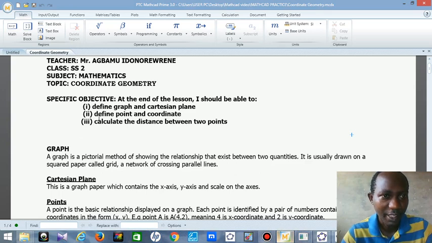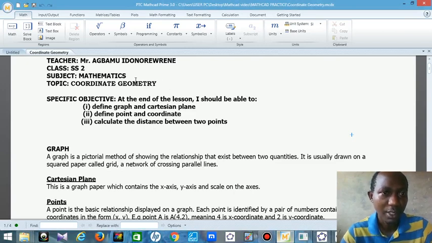But before I go straight to the class, I want us to look at the topic again. The topic is coordinate geometry. In this topic, all we are trying to do is see how we do some calculations on a graph paper without actually plotting the graph. Because what we know in graph is we plot points and join them with a line, then interpret the graph. But in this topic, that's why we call it coordinate geometry, we are trying to see a way of doing some calculations on the graph without actually plotting the graph.